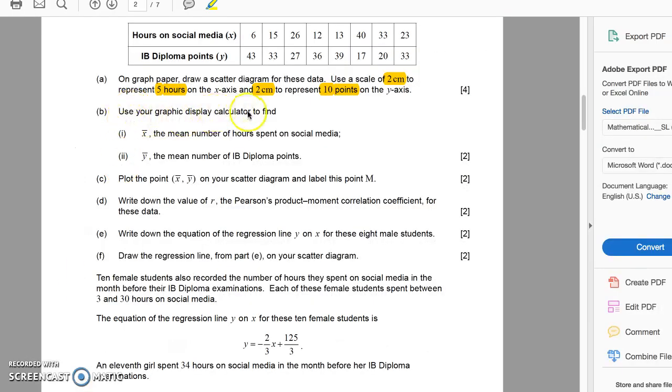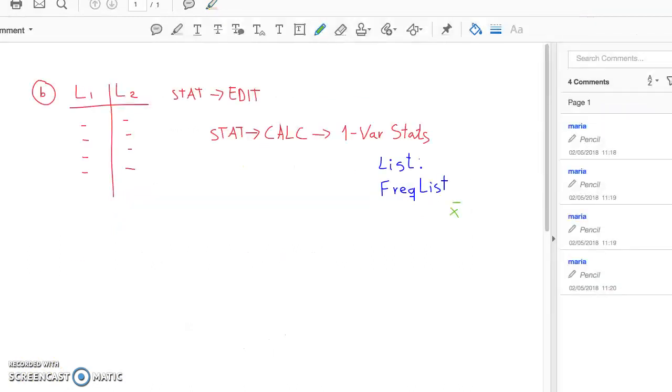Question B, use your graphic display calculator to find X mean, the mean number of hours, and Y mean, the mean number of IB diploma points. So that's a calculator question. You need to go to Stat Edit, put all the values of X in list 1, put all the values of Y in list 2, and then you will go to Stat Calculation, 1 variable statistics. They will be asking you for list 1. For you, list 1 is your X values. The frequency list, you can leave it empty. There is no frequency list.